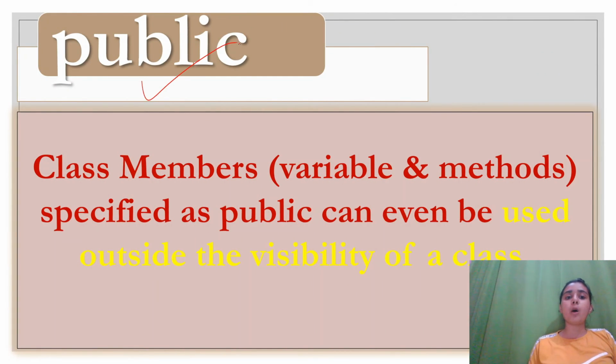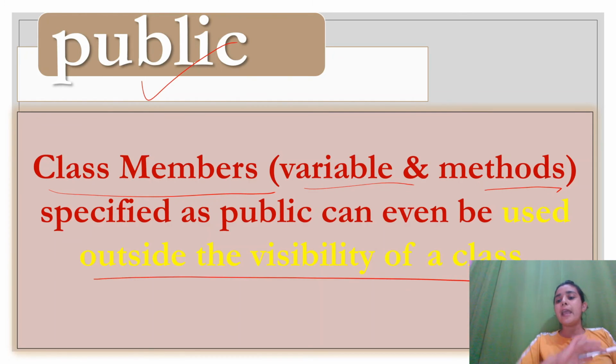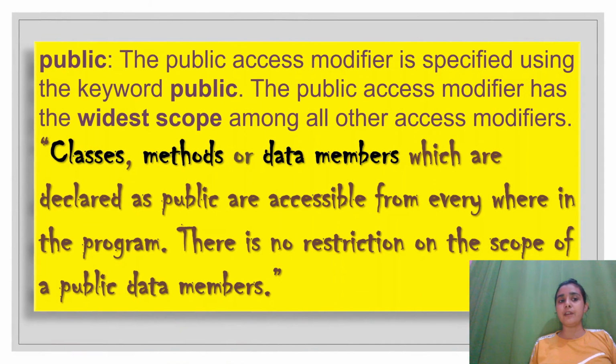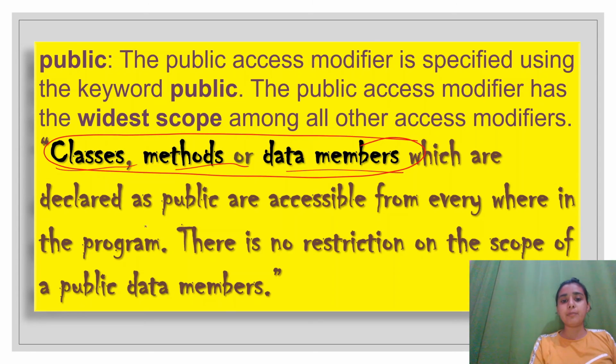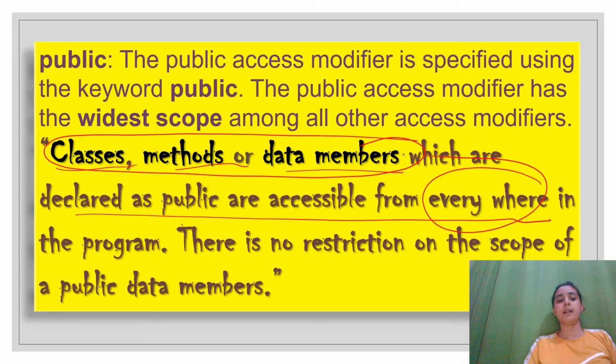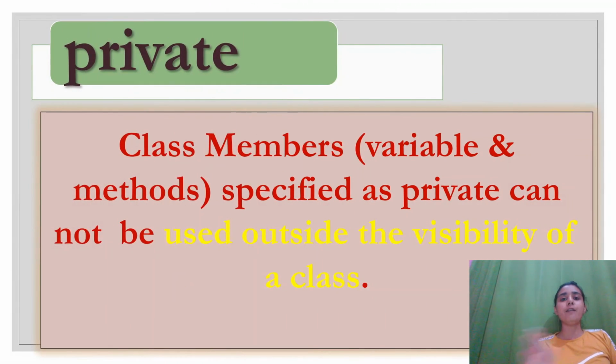Now let's talk about public. The variable and method you declare as public have accessibility everywhere: outside the class, inside another package, whether subclass or not. Public class, method, data members that we declare public are accessible everywhere in the program. There are no restrictions on the scope of data members. We have already done this example. These are just notes.